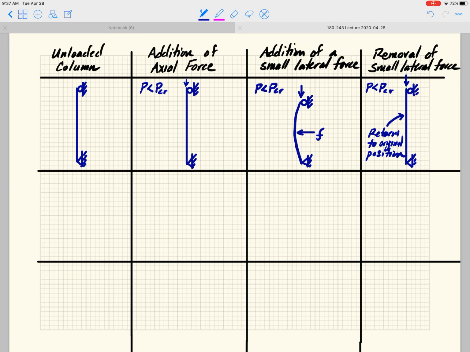So, just to run through this one more time, what we're doing here is we have this unloaded column. I'm going to put some axial force on it. That axial force is going to be less than the buckling load, P critical. I'm then going to add a small lateral force. Doesn't matter what it is. You can think about just pushing with your finger on the side, blowing on it. It's a tiny force, right? If P is less than P critical, yes, my column will deform laterally. But then when I remove this small lateral force, it will come back, right? It's going to bounce back, okay?